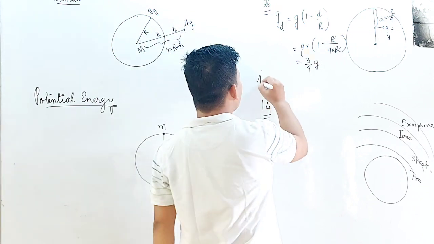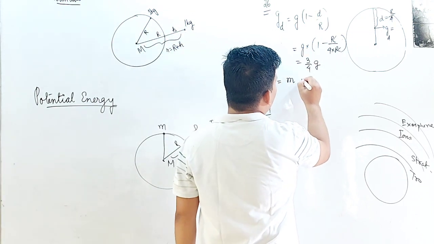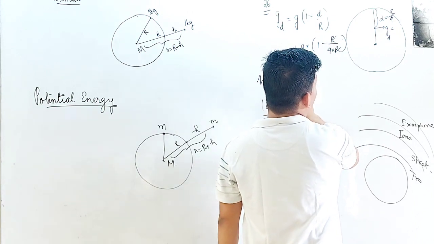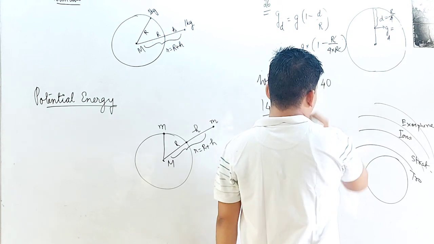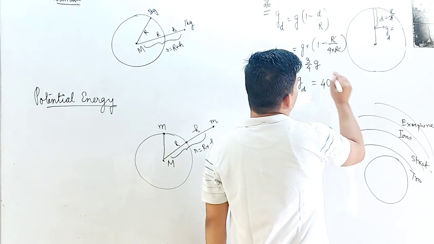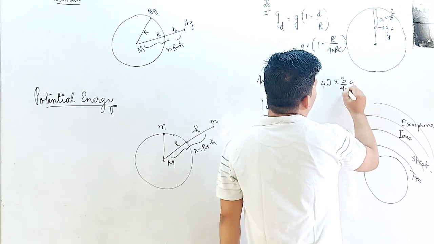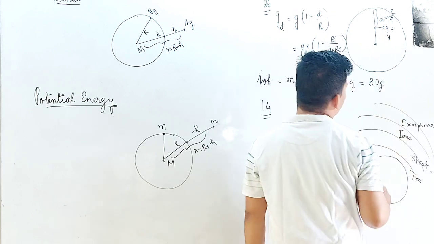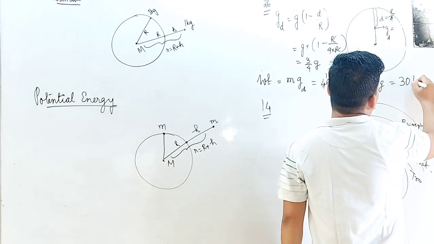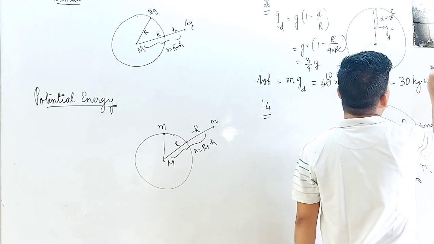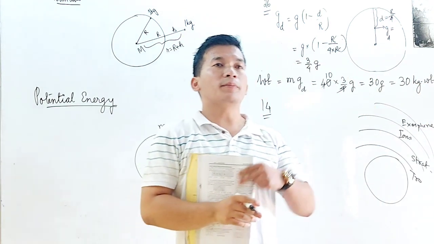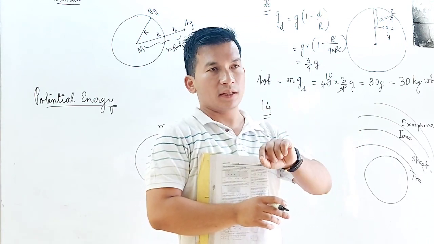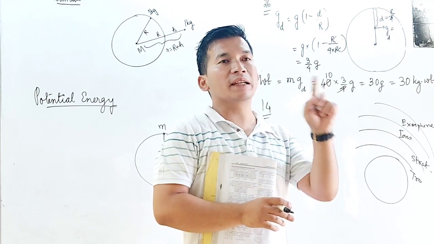Now, what will be the weight? Weight will be mass into acceleration due to gravity at this depth. The mass is 40 kg, so 40 into 3/4 G. This gets cancelled out, and we get 30 G, which is equal to 30 kg weight. In the same way, 5 G will be equal to 5 kg weight, and 10 G will be equal to 10 kg weight.